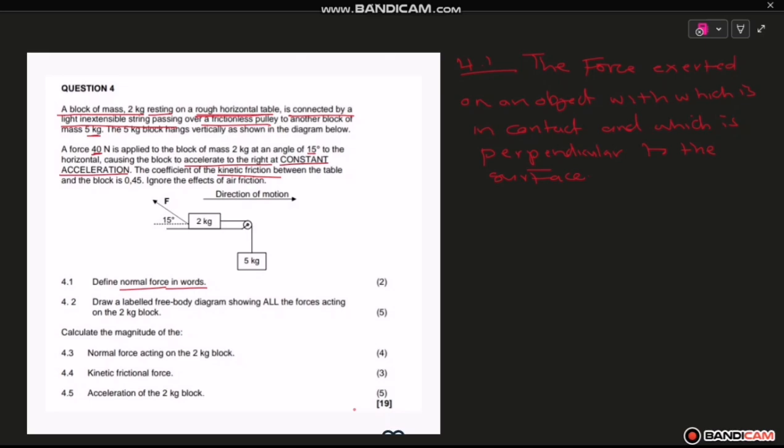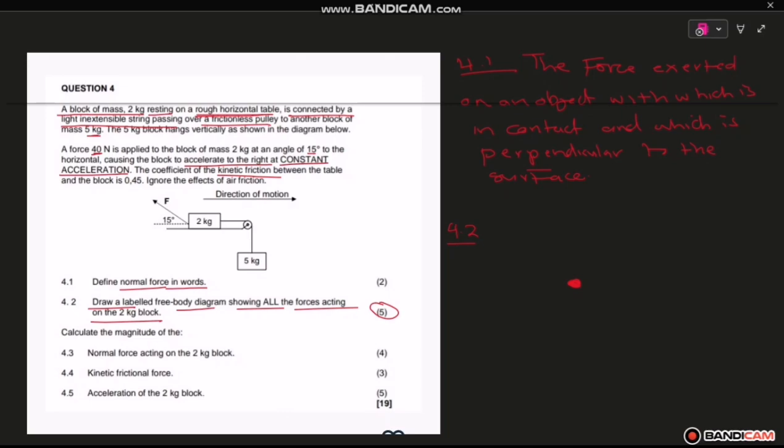So let's try to answer 4.2. They want us to draw a free body diagram showing all the forces acting on the 2 kg block. Sometimes they can say draw a labeled free body diagram showing all vertical forces, so you must draw vertical forces only or horizontal forces only. Read the entire question and see if they want you to draw all forces. Now the mark allocation is 5, meaning you must show 5 arrows pointing away from the dot.